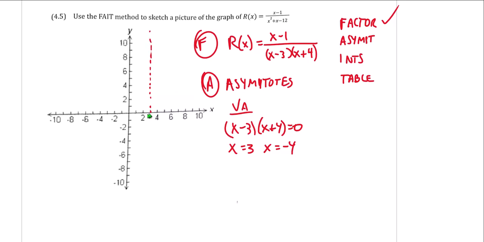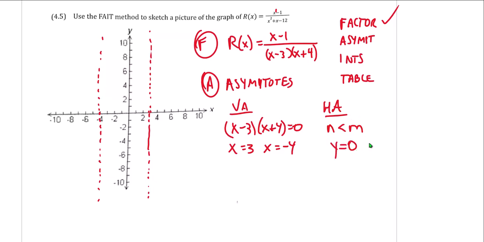So there's x equals 3, and x equals negative 4. So there's our vertical asymptotes. It's not very straight, but that's okay. Horizontal asymptotes, let's use our rules. We have a degree of 1 in the numerator. We have a degree of 2 in the denominator. That numerator degree is less than that denominator degree. By our horizontal asymptote rules, we know that we're going to have a horizontal asymptote at y equals 0, which again is the x-axis. So that means our horizontal asymptote is the x-axis.